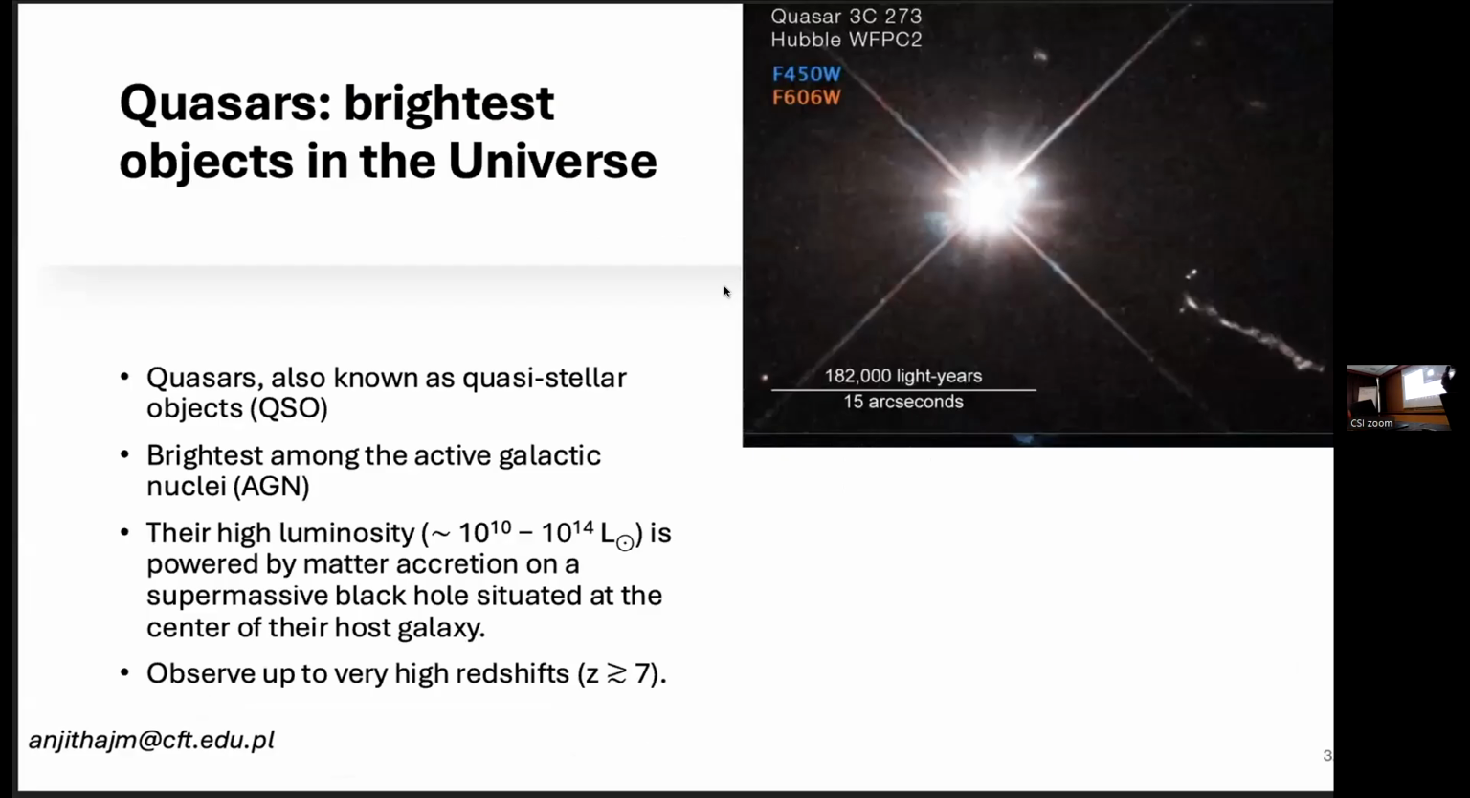Some galaxies are called active galaxies because they have a supermassive black hole at their center. Matter accretion onto this supermassive black hole makes the central region more luminous compared to the rest of the galaxy. This central region is called an active galactic nucleus. Quasars are the brightest AGNs in the universe. Because of their high luminosity, they can be observed up to very high redshifts. This makes them a very valuable tracer to study our universe across cosmic time.